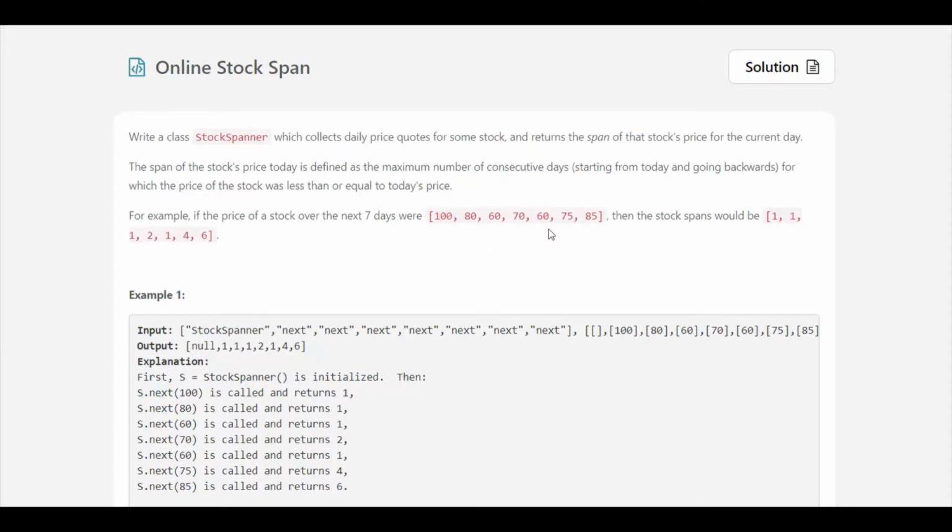So for 75, we can see 60 is smaller, 70 is smaller, 60 is smaller. So the span will be 1 plus 2 plus 3 plus 4. So the span will be 4. I mean this and this will be added. So that is basically what span means over here. Now let's check out the algorithm on pen and paper and we will get back to the code.